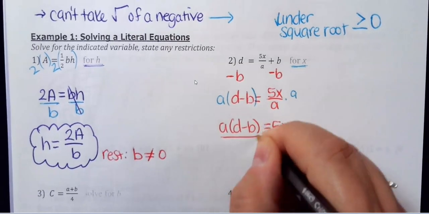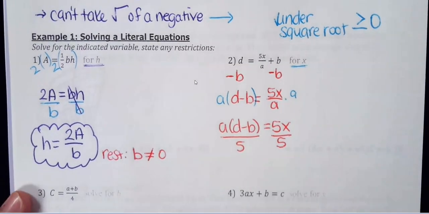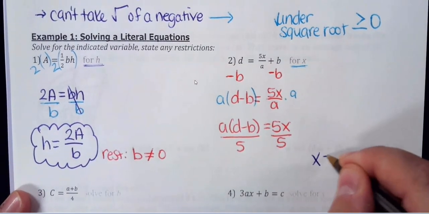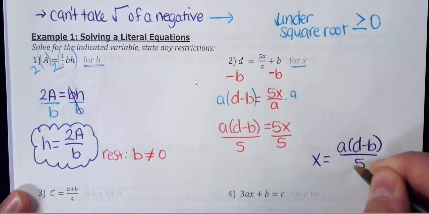Once you do that, we're just leaving the steps. They kind of just appear because I can't actually divide by 5. I don't know what those variables represent. So my answer would be x equals a times d minus b, whole thing over 5.